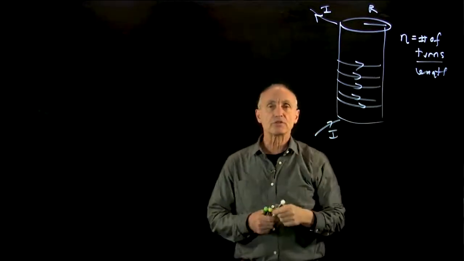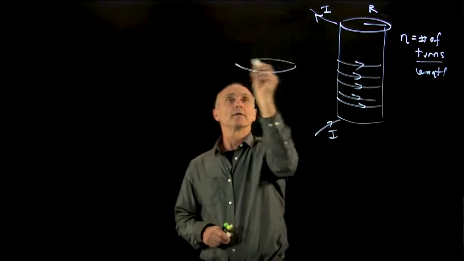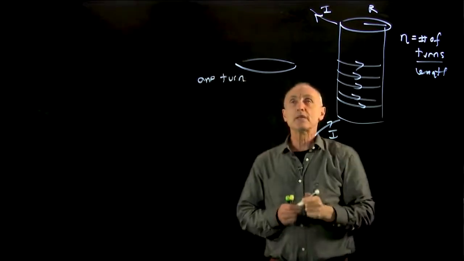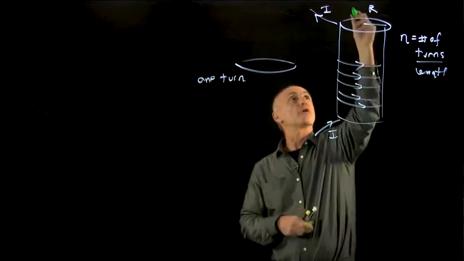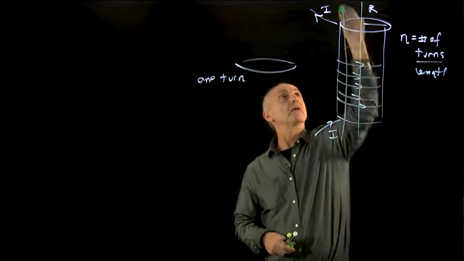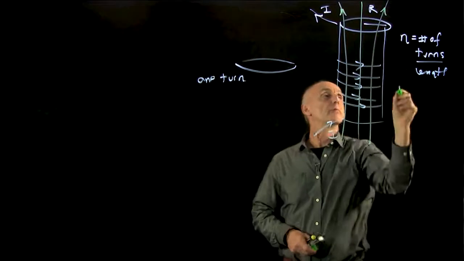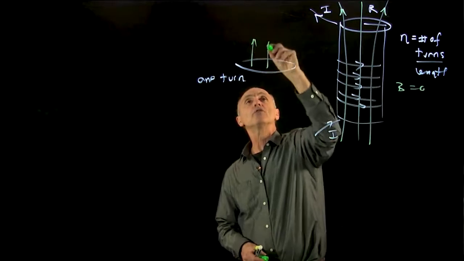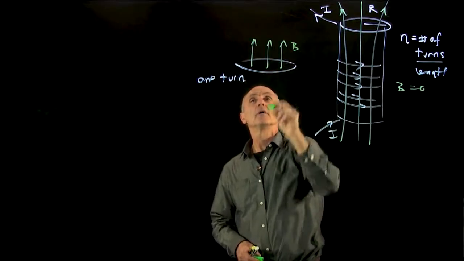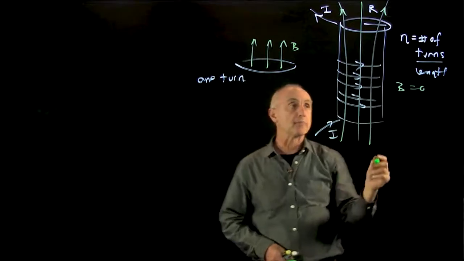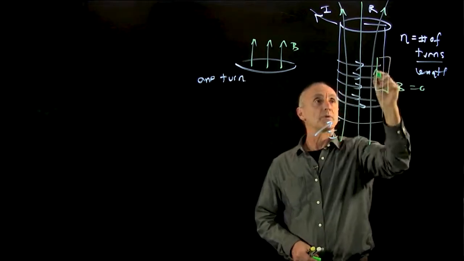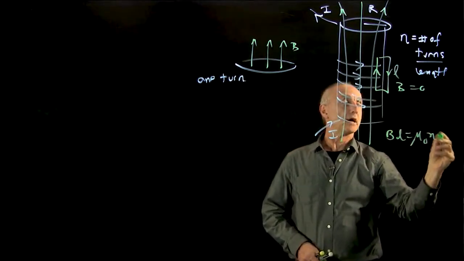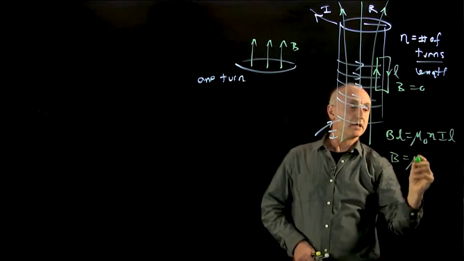So let's first focus on a single turn. So this is one turn. Now, in that turn, remember our solenoid has a magnetic field that's essentially uniform and zero on the outside for a very long solenoid. So in this one turn, we have a uniform B field. And we can calculate that B field by our typical Amperian loop calculation. B times L is mu naught n I times L, or B is mu naught n I.